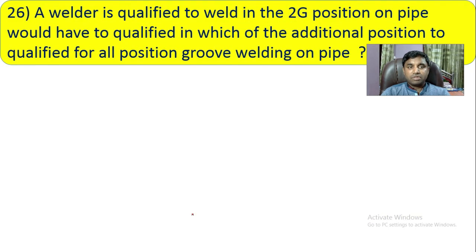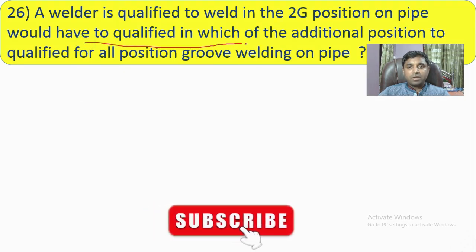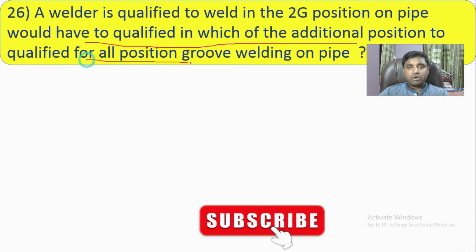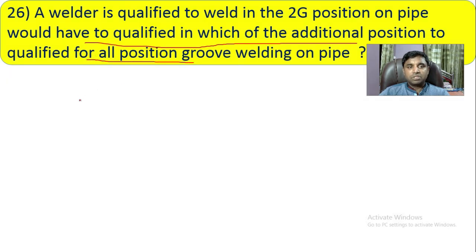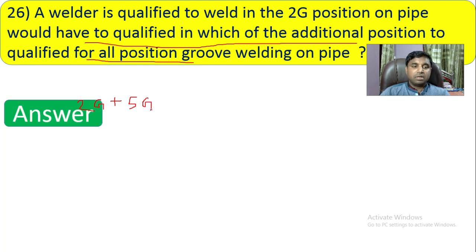Question number 26, a welder is qualified. Be concentrated in this question. A welder is qualified to weld in 2G position on pipe, which additional position must he qualify in to be qualified for all positions? Means one welder is qualified in 2G position. So if he is qualified in one more position, then he is qualified for all positions in groove welding. So you know 2G. So the other one should be 5G. So 5G is the answer. You see here the answer is 5G position. Then it will be for all positions. So in all positions he is qualified.